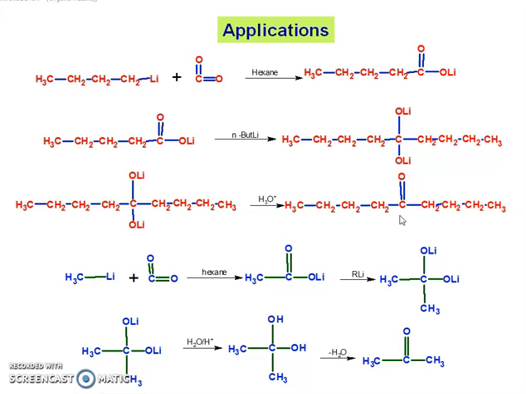The name is di-N-butyl ketone. Why is it a di? Because in this molecule it has one butyl group and a second butyl group, so it is a di, and it is a straight chain ketone, and therefore its name is di-N-butyl ketone. So we prepared it by using this reaction.